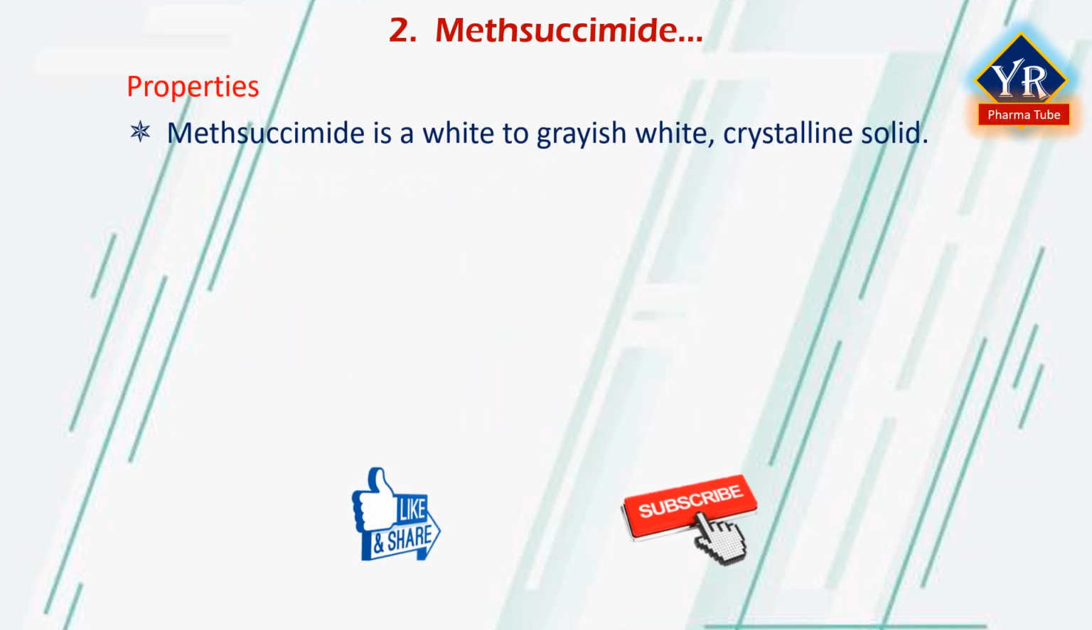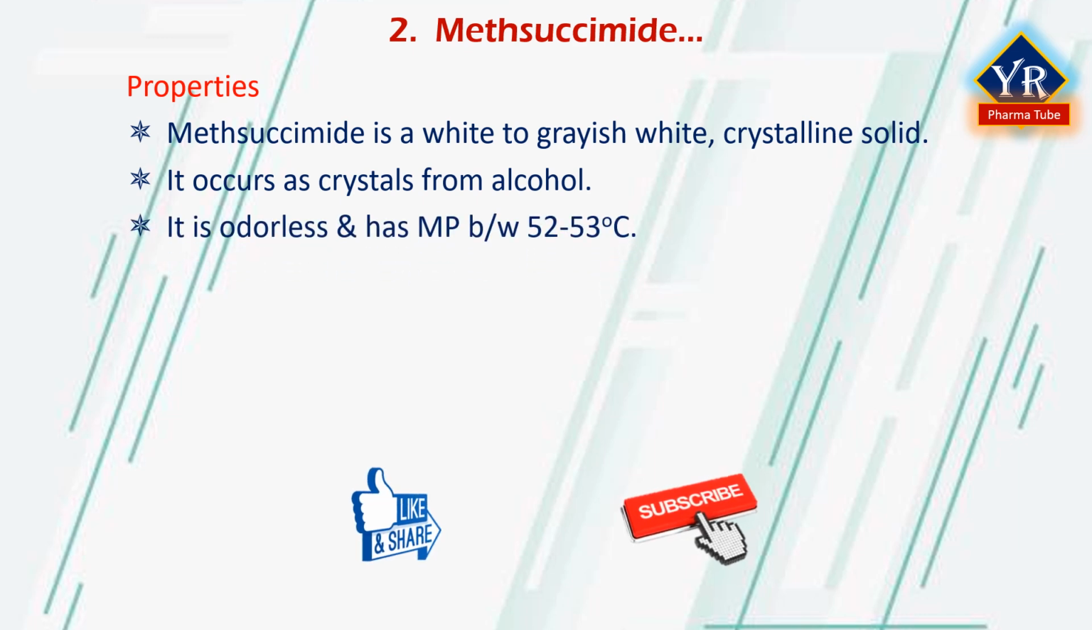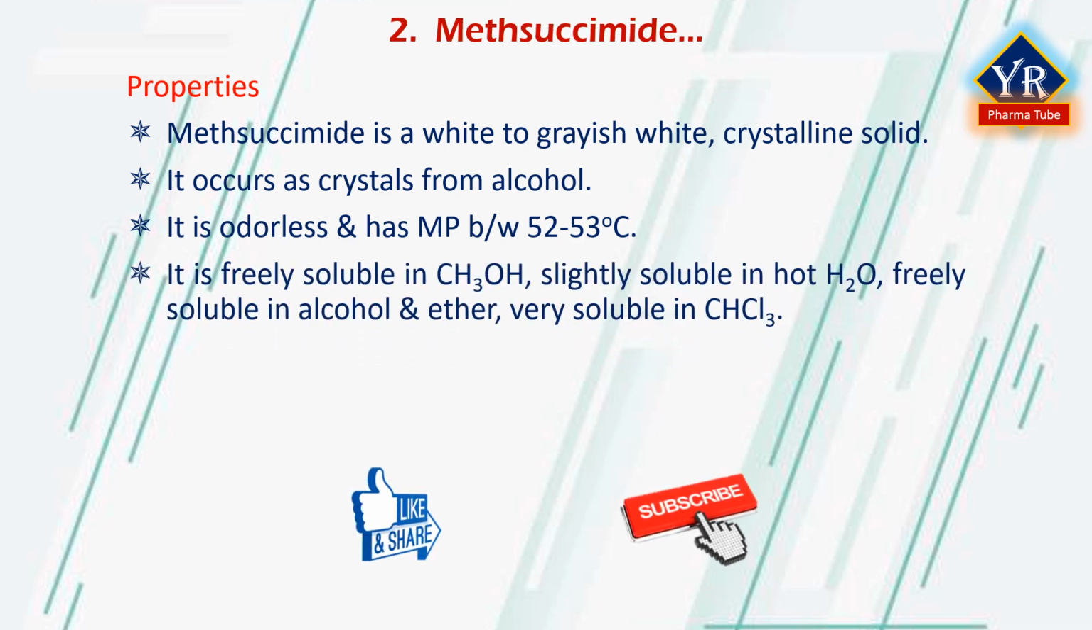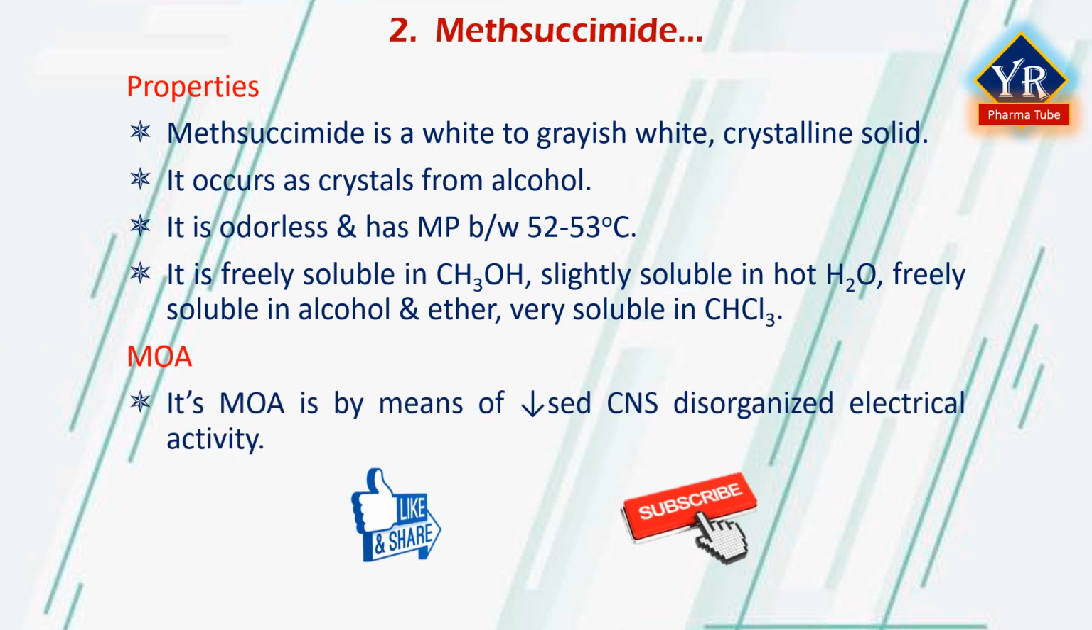Methsuximide is a white to grayish-white crystalline solid powder. It occurs as crystals from dilute alcohol. It is odorless to slightly odorous and has a melting point between 52 and 53 degrees centigrade. It is freely soluble in methanol, slightly soluble in hot water, freely soluble in alcohol and ether, and very soluble in chloroform. When heated to decomposition, it emits toxic fumes of nitrogen oxides. The physiological effect of Methsuximide is by means of decreased CNS disorganized electrical activity.